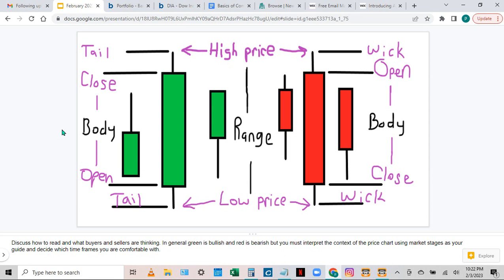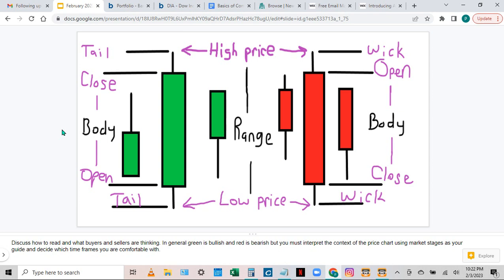It opens at the top of the body of the candle, and then it has a range, and then price will close at the bottom of the red candle. So suggesting prices move lower in that time frame, whether it's a minute, an hour, a day, or a week, it doesn't matter. So these candles work in all time frames.